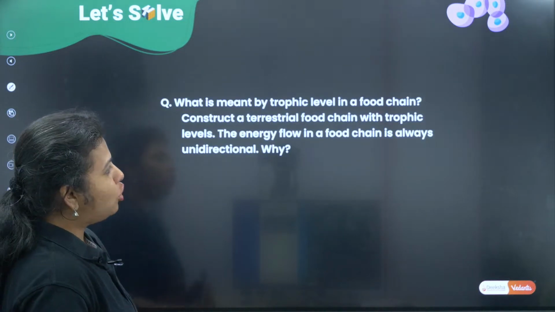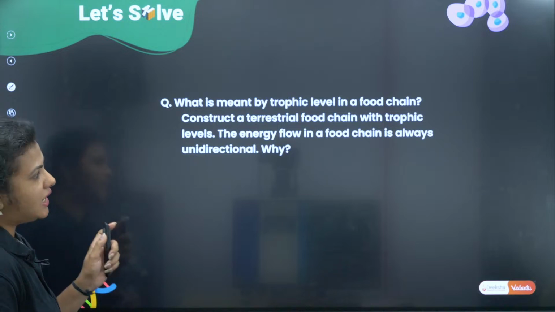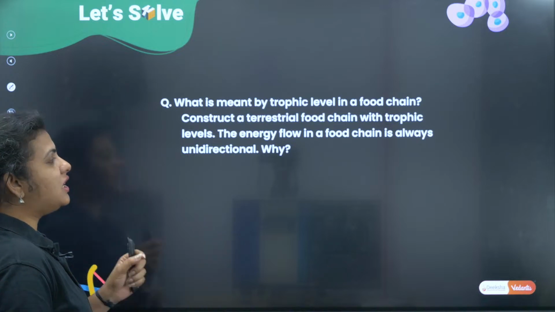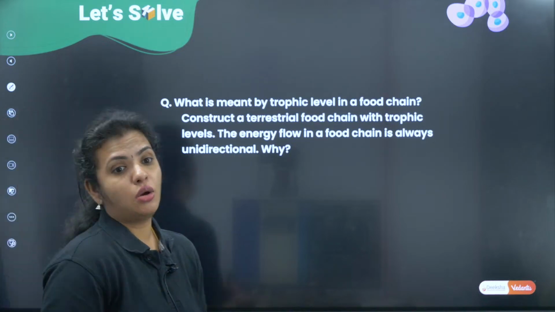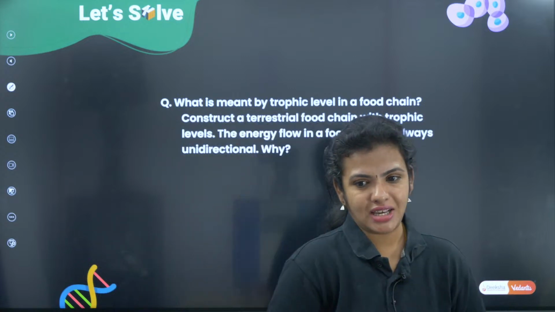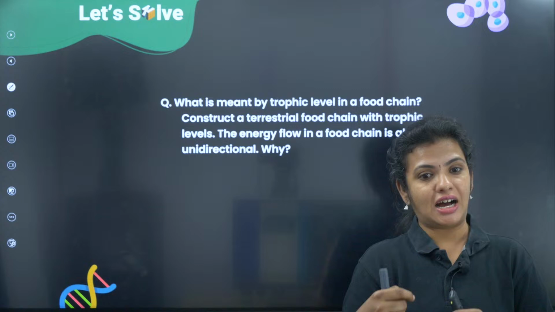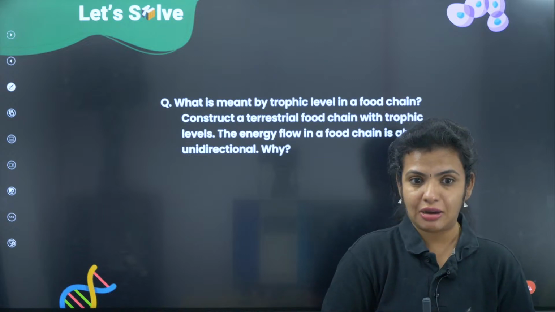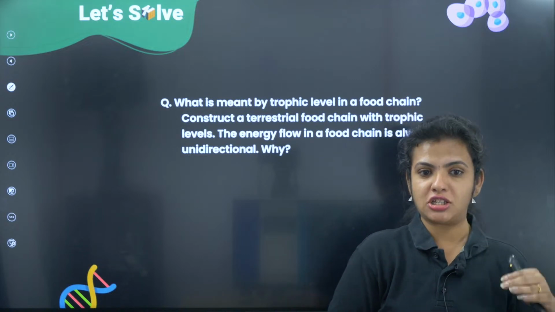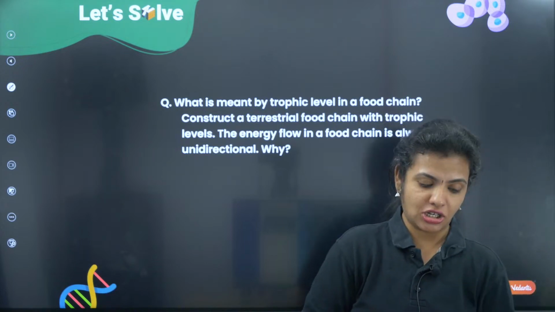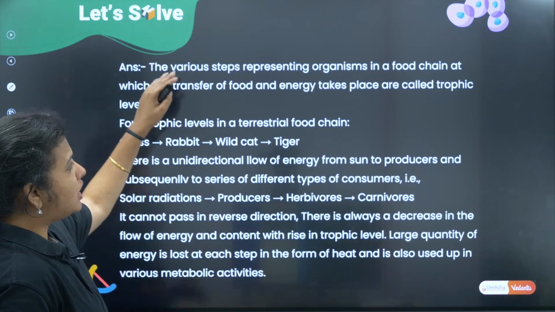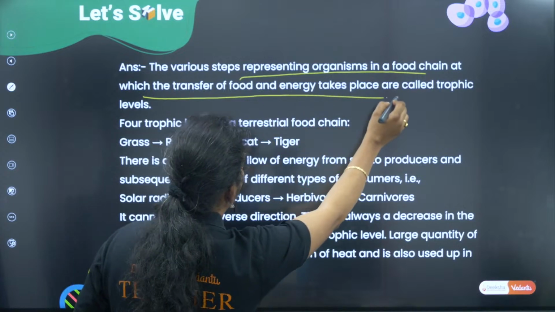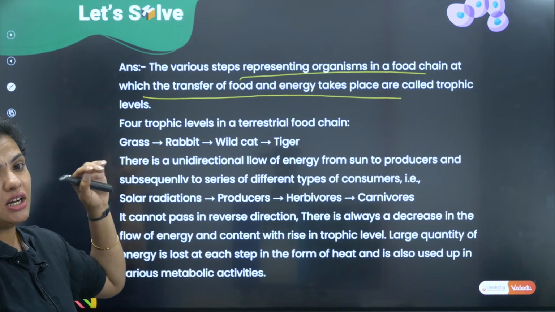Okay, what is meant by trophic level in a food chain? Construct a terrestrial food chain with trophic levels. The energy flow in a food chain is always unidirectional. Why? Again, concept is the same, but the question is being asked in different manner. So we have discussed what is the trophic level. So we have been discussing about the various trophic levels: producers, primary consumer, secondary consumer, tertiary consumer. Correct? So the various steps which is representing organisms in a food chain where there is transfer of food and energy, that's called as a trophic level.